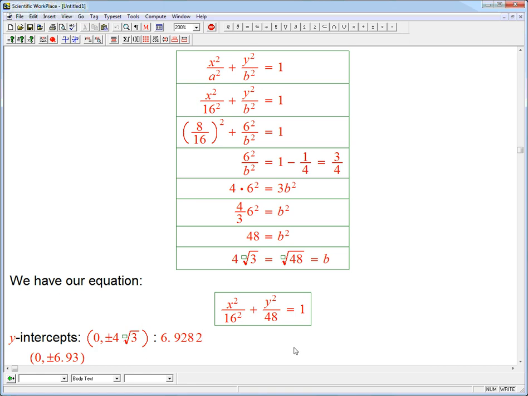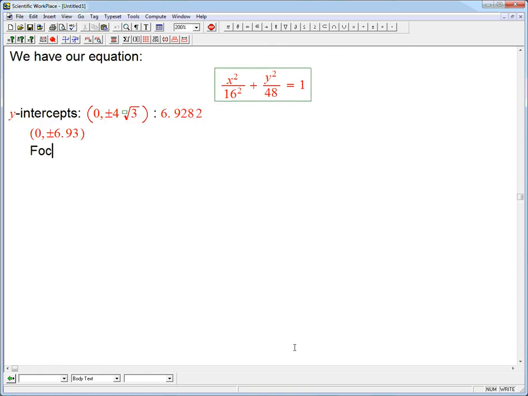And then if I want the foci, we need to know c. And of course c squared is a squared minus b squared. Remember, it's a little tricky. With hyperbolas, you've got c squared is a squared plus b squared. With ellipses, it's a squared minus b squared. They're different. There are similarities, but they are different. And so you just have to be a little careful.